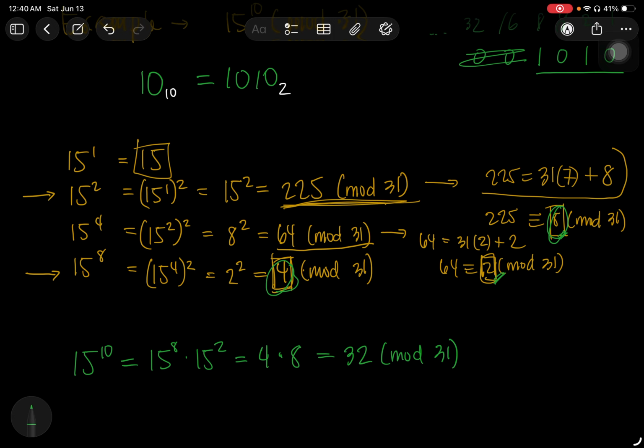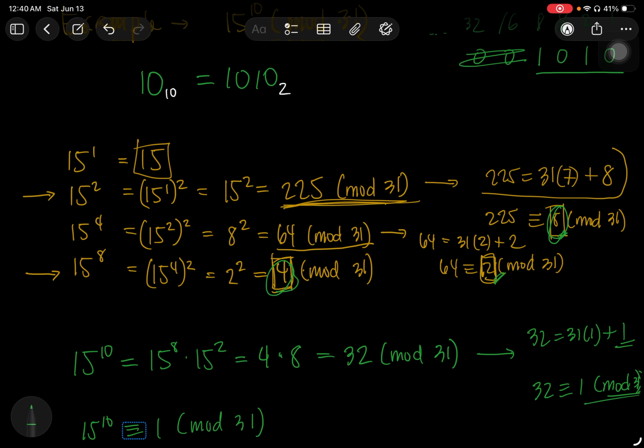So since 32 is greater than 31, we can still perform the division algorithm here. So 32 is equal to 31 multiplied by something. We can just use 1, remainder 1. So with this, we can write that 32 is congruent to 1 mod 31 here. So to finalize, basically 15 raised to 10 is congruent to 1 mod 31.